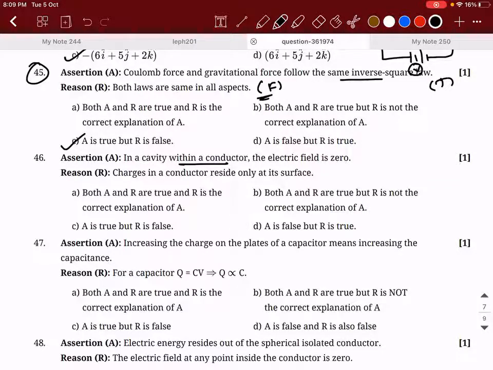So in a cavity within a conductor, the electric field is zero. Correct? Yes, sir. What is this called? Electrostatic shielding. Yes, we call it electrostatic shielding. More technically, they refer to it as Faraday's cage. I'm not sure if you have heard this word.